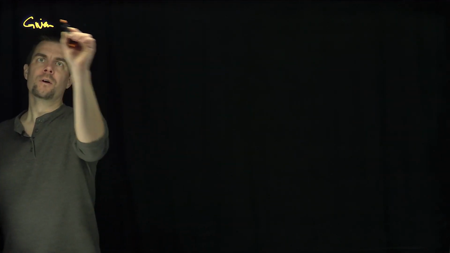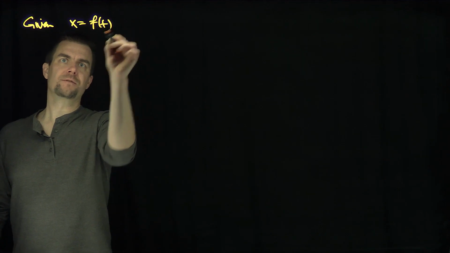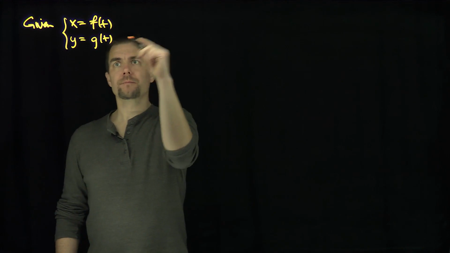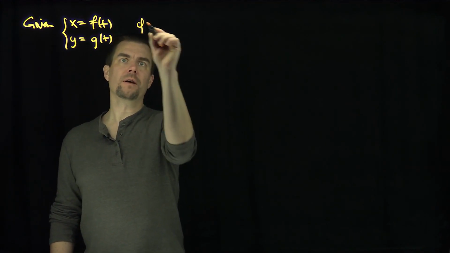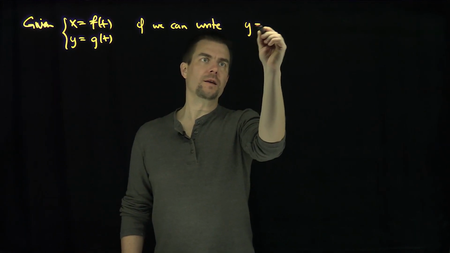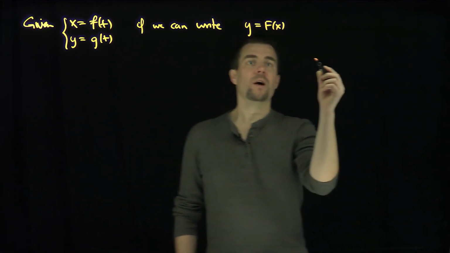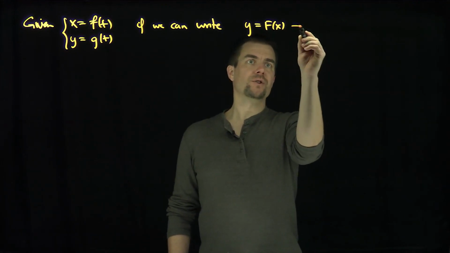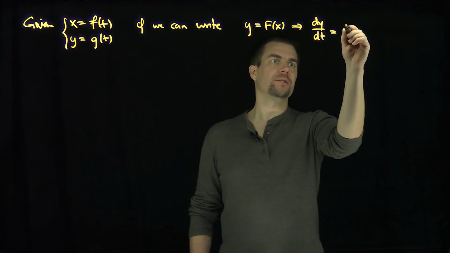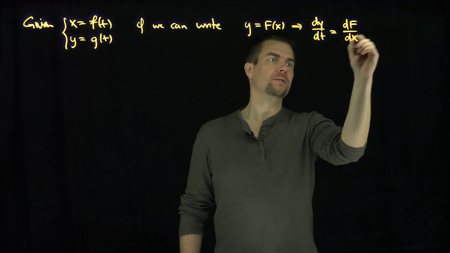Hello students, in this video we find out how to compute the second derivative of a parametric curve with respect to x. So if we're given a parametric curve, given that x is f of t and y is g of t, then if we can write y equals f of x, we can take the t derivative of both sides of the equation. This would say that dy dt is equal to df dx, by the chain rule, times dx dt.